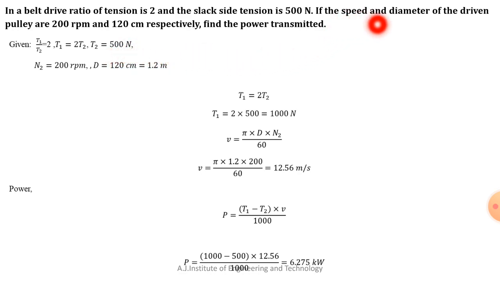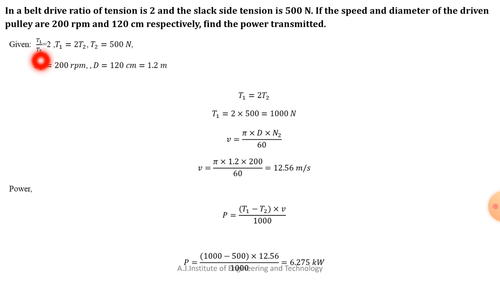At the same time, the speed and diameter of the driven pulley are given, so with respect to driven they have given data, that is N2. N2 is nothing but speed of rotation of driven pulley, and for driven we use capital letter D, so that value is also given, that is 120 centimeter. So we have to convert into meter. So 120 centimeter is nothing but 1.2 meter. We have to divide it by 100 because 1 meter equal to 100 centimeter. So based on this we will get capital letter D as 1.2 meter.